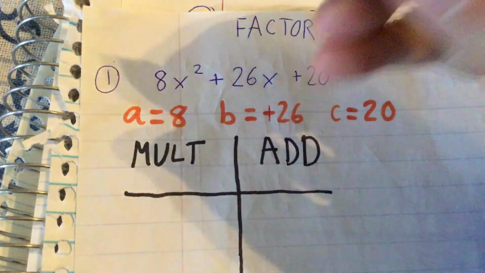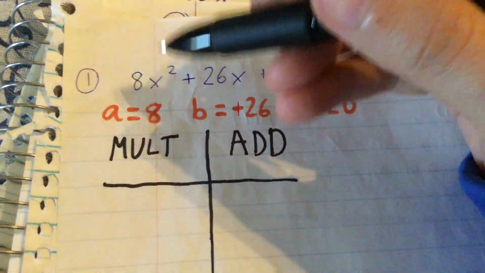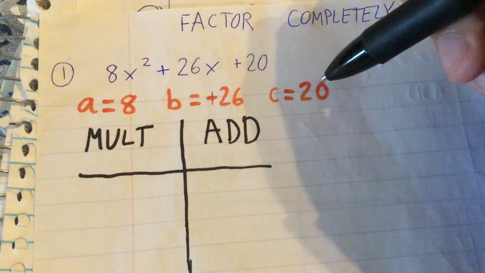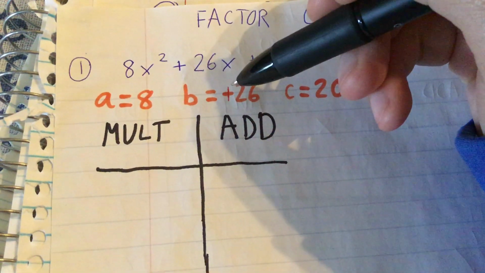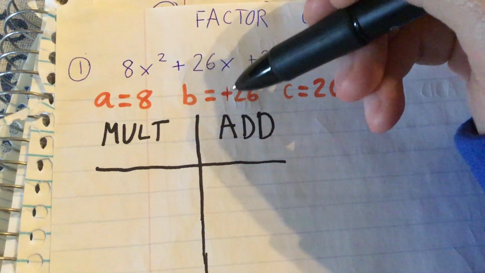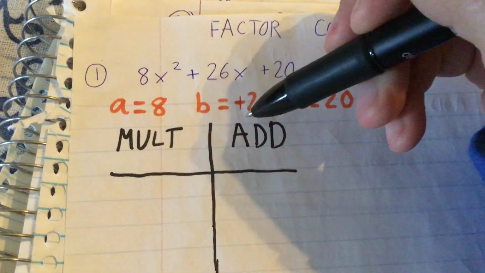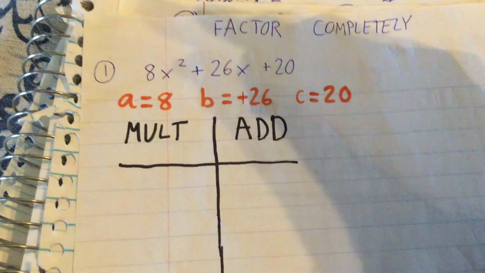So suppose that you leave it as it is, and you say that a is equal to 8, b is equal to 26, and c is equal to 20. Sorry about that positive right there. I accidentally wrote negative, so I had to make it positive. So suppose a is equal to 8, b is equal to 26, and c is equal to 20.